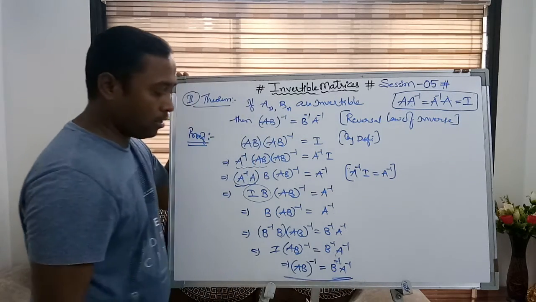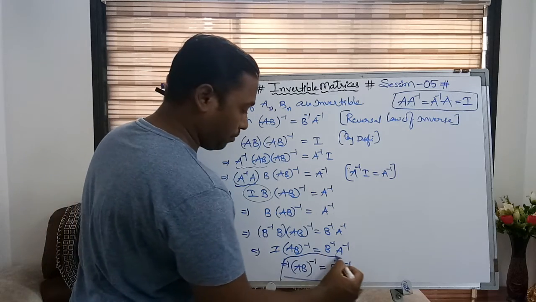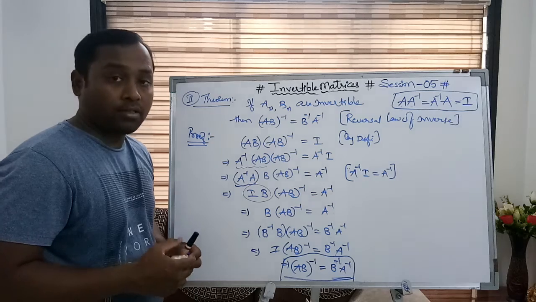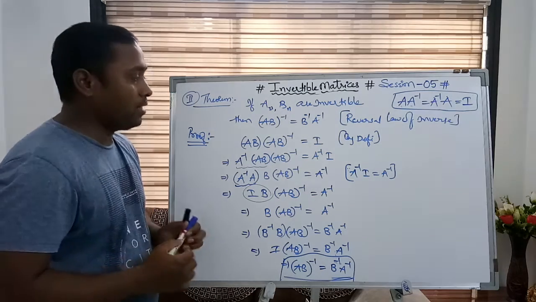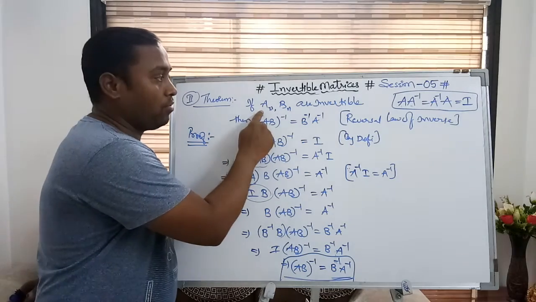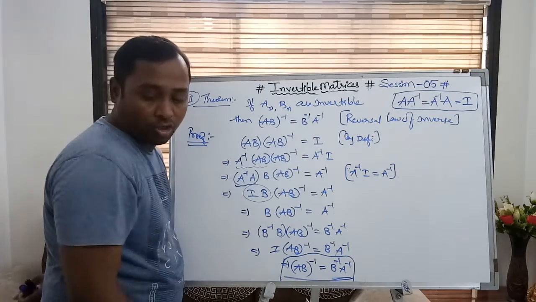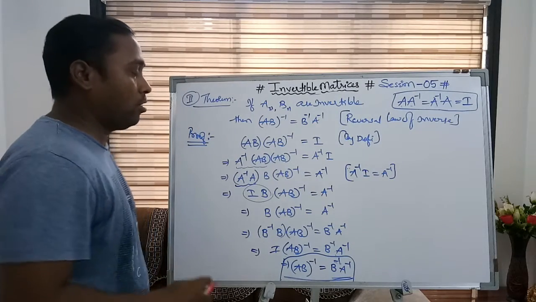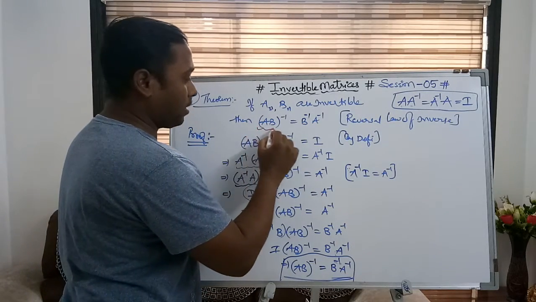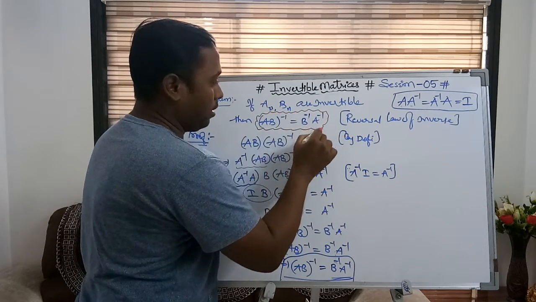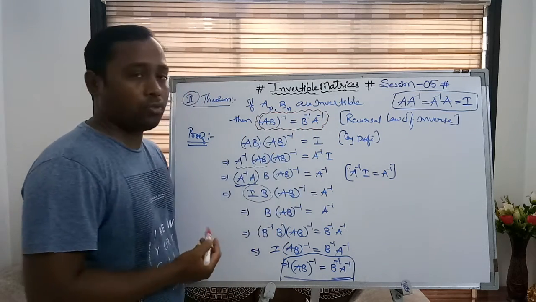So this is the theorem derivation. I hope you understood what this theorem says. If A and B are two square matrices which are invertible, then only this theorem will work. It's a conditional theorem, you can say. So AB whole inverse is equal to B inverse into A inverse.